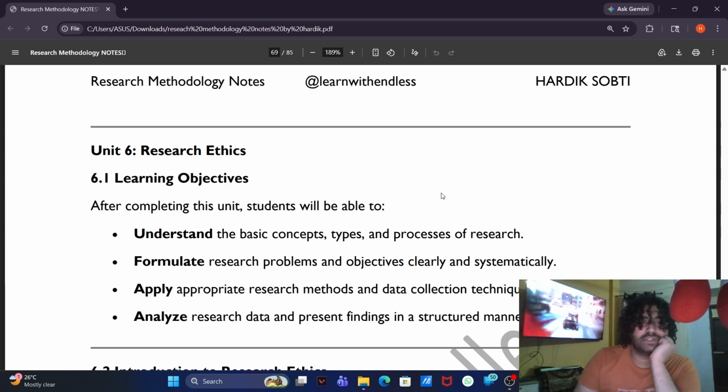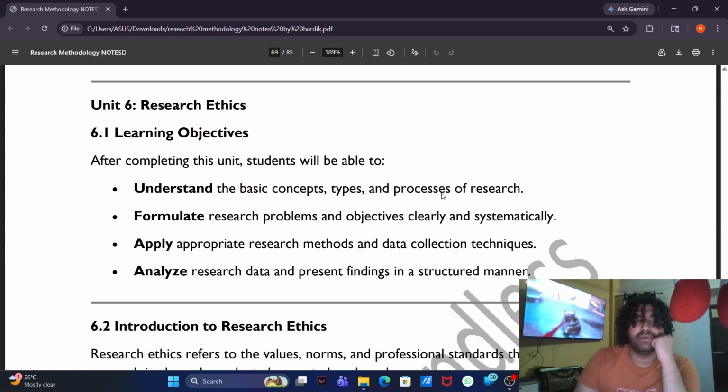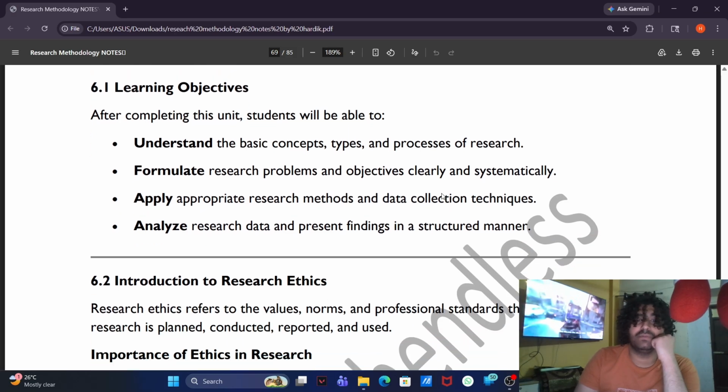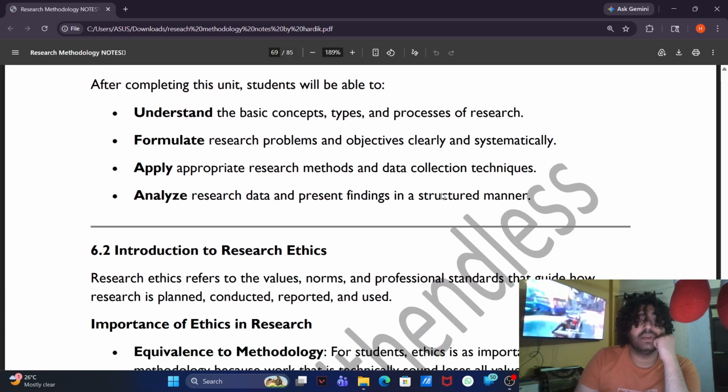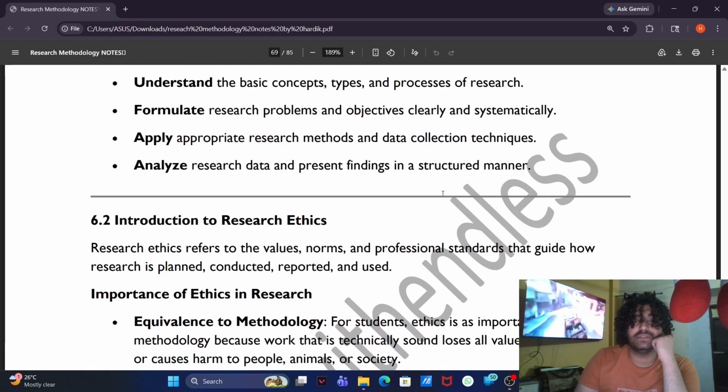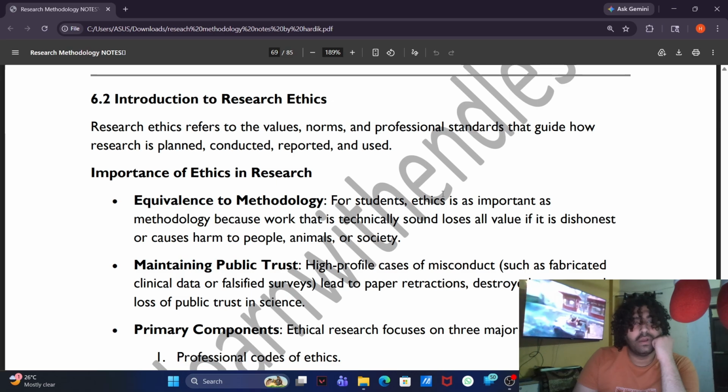Unit 6, Research Ethics. Learning objectives. After completing this unit, students will be able to understand the basic concepts, types, and processes of research, formulate research problems objectively, clearly, and systematically, apply preparation methods and data collection techniques, analyze research data and present findings in a structured manner. Introduction to Research Ethics. Research ethics refers to the values, norms, and professional standards that guide how research is planned, conducted, reported, and used.